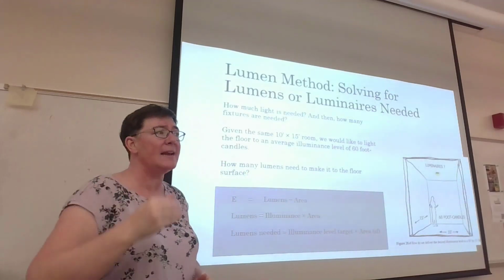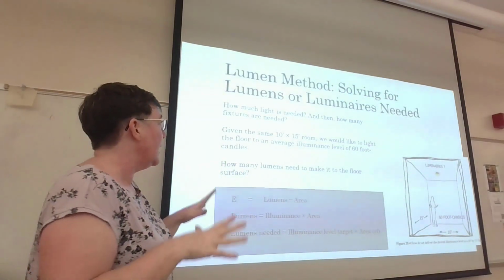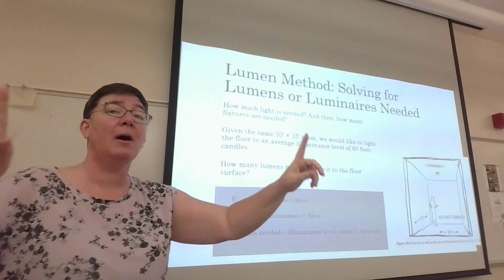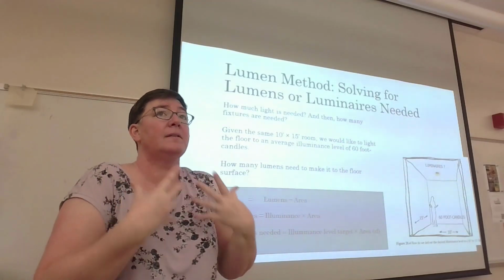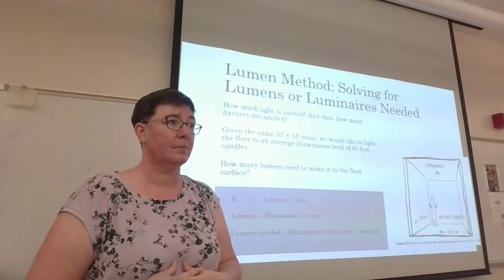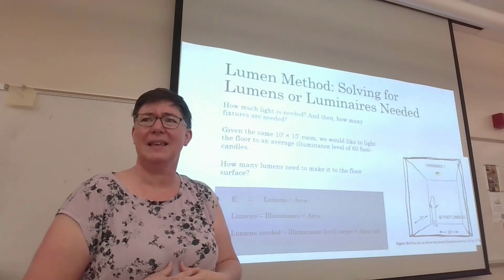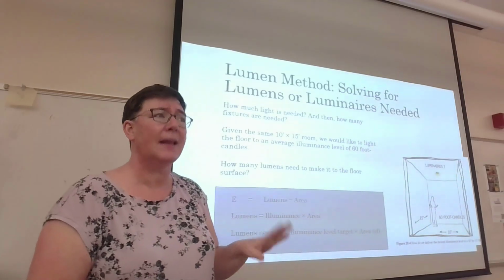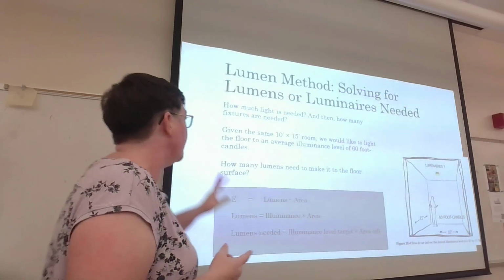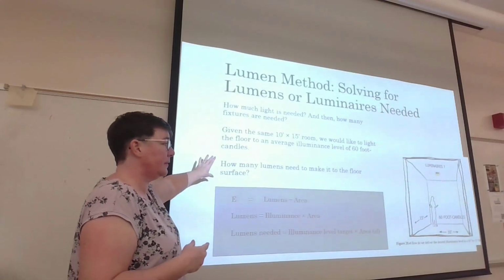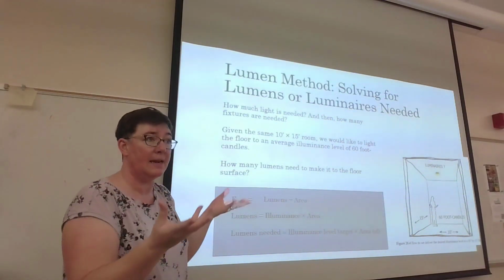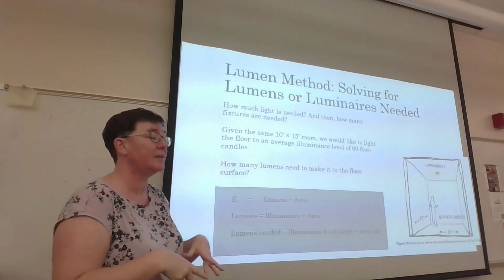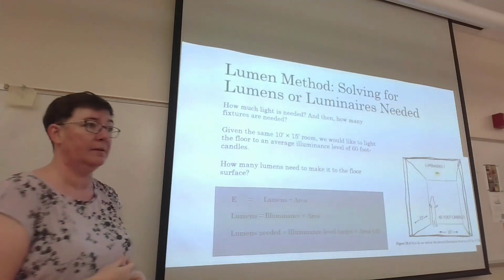But we've decided that we want an average illuminance level of 60 foot candles. Everybody pause for a second and imagine, what does 60 foot candles feel like? About like here. A little brighter than the last one. So how many lumens need to make it to the floor in order to create that 60 foot candles?